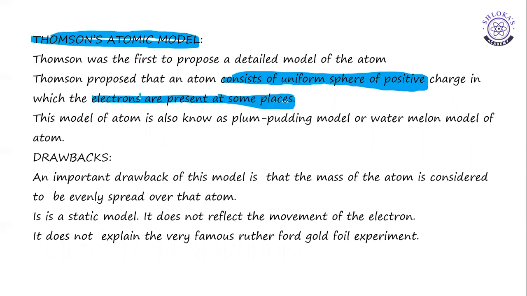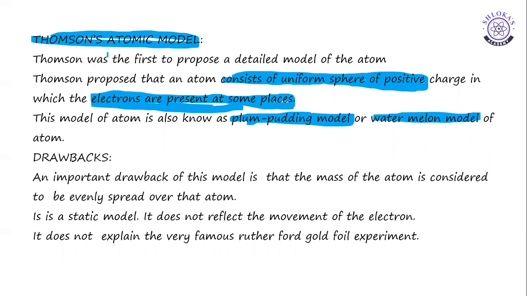So how are the electrons present? Like the seeds of a watermelon. That is the reason this is also called the watermelon model of the atom. This model of the atom is also known as the plum pudding model or watermelon model. So these are the two points that were given by J.J. Thompson. Next, what are the drawbacks?